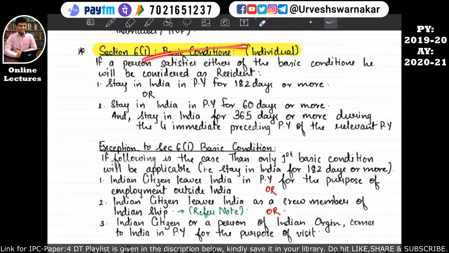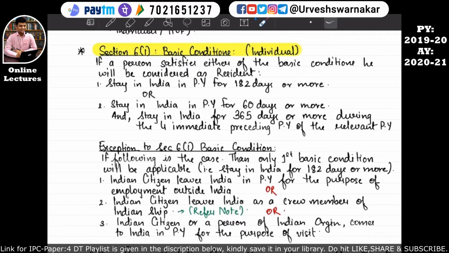If a person, that is an individual, satisfies either of the basic conditions, he will be considered as a resident. Stay in India in previous year for 182 days or more, or stay in India in previous year for 60 days or more and stay in India for 365 days or more during the 4 preceding previous years of the relevant previous year.